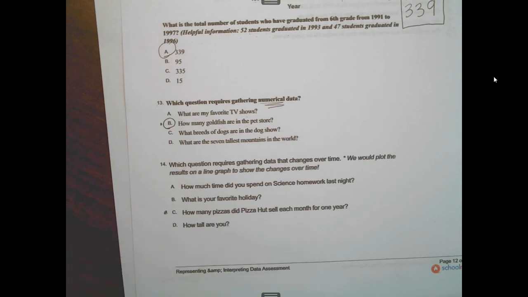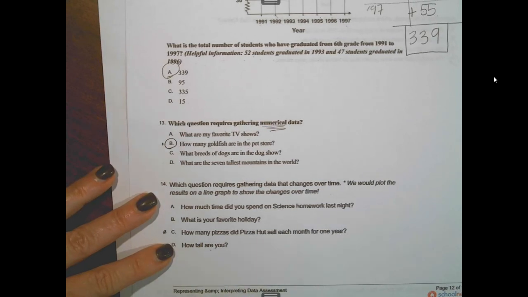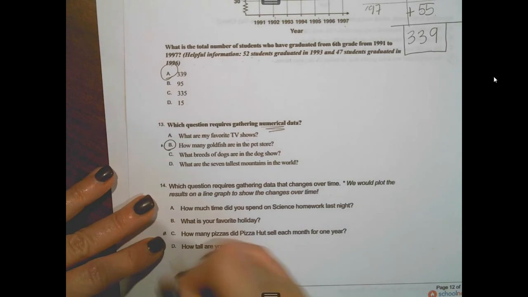How tall are you? Well, right now I'm 5'4". That's not data that changes. It wants to know right now. Yes, it is a number answer, but it is not going to be data that changes over time because it's very similar to question A. It just wants to know right now. So the answer is C, where we would have those 12 data points for the number of pizzas sold each month. All right, number 15, our last question.